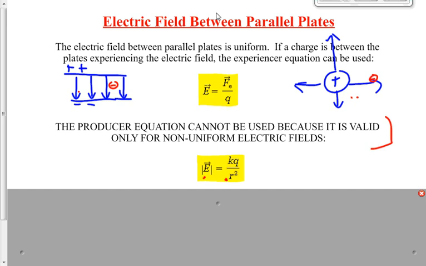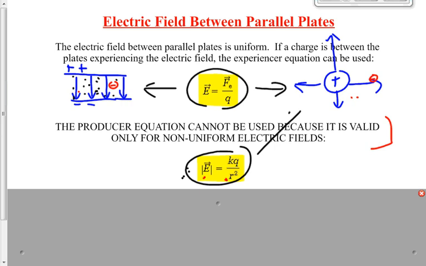Okay, here in these parallel plates, it doesn't matter where the charge is. The field lines are parallel, and the field is going to be the same no matter what. If the field is the same no matter what, then this equation that says the field changes depending upon where the charge is can't be valid. So we've got an experiencer equation that's valid here and here. We've got a producer equation that's valid only here when we have a non-uniform field. Well, then we need another equation that's valid for a uniform field.